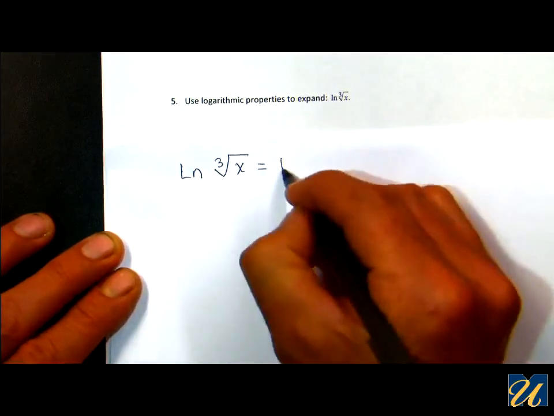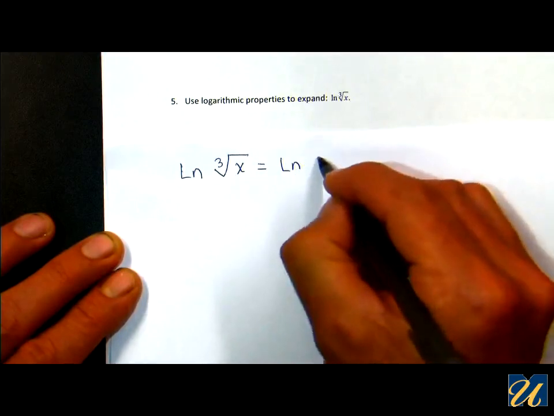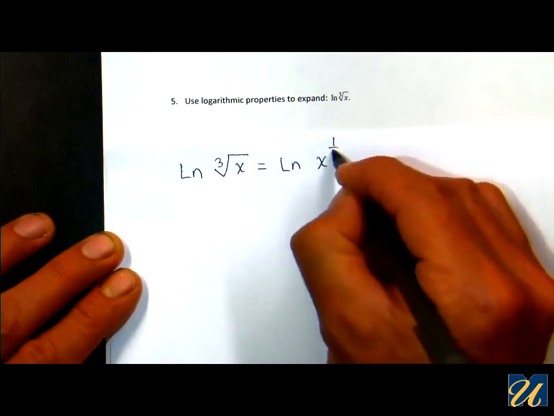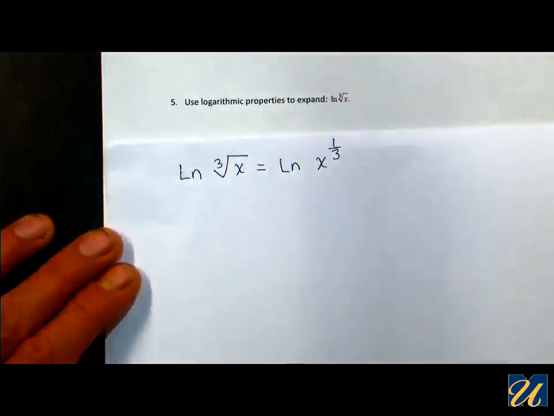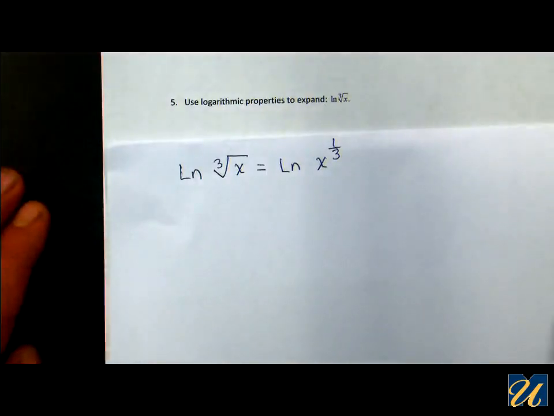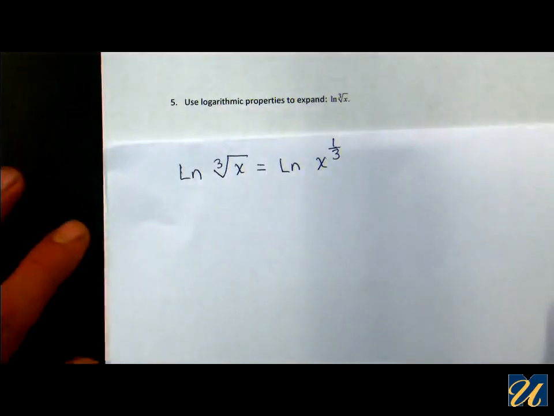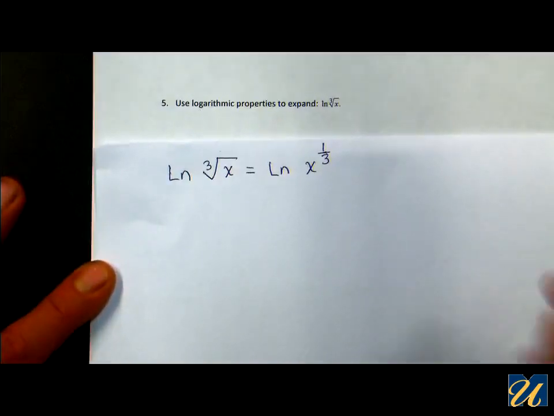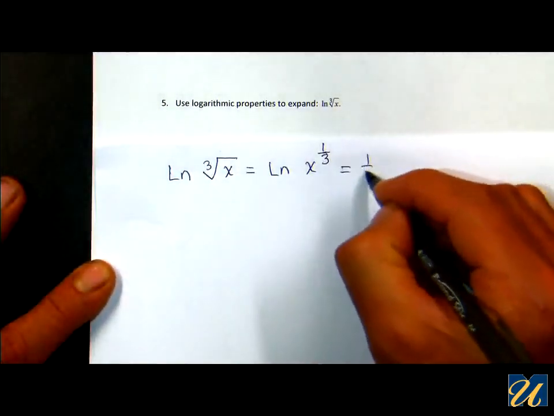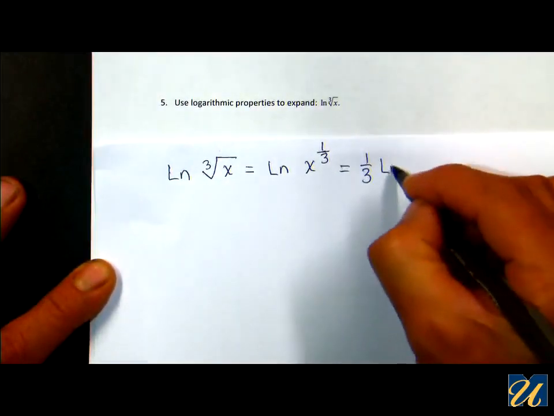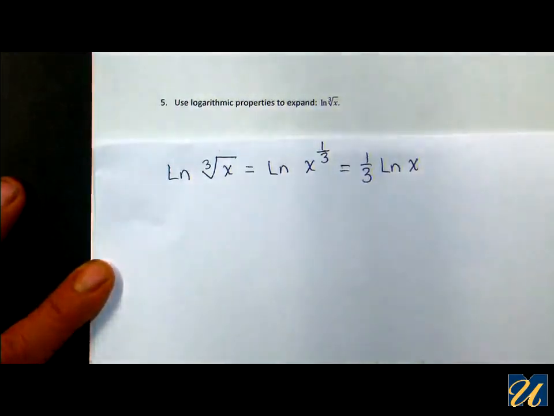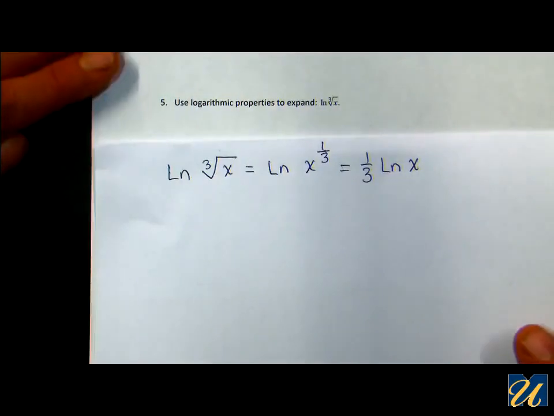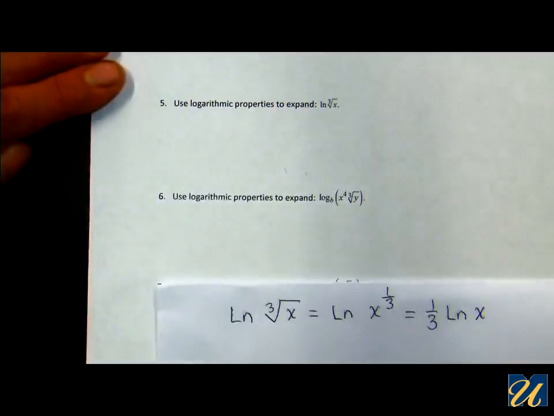Okay, now cube root of x means x to the power 1/3. Square root means power 1/2. Fourth root means power 1/4, and so on. Now we have the log of m to the p, so we can apply the power rule: 1/3 times the log of x. And that one's done. Let's take a look at the next one.